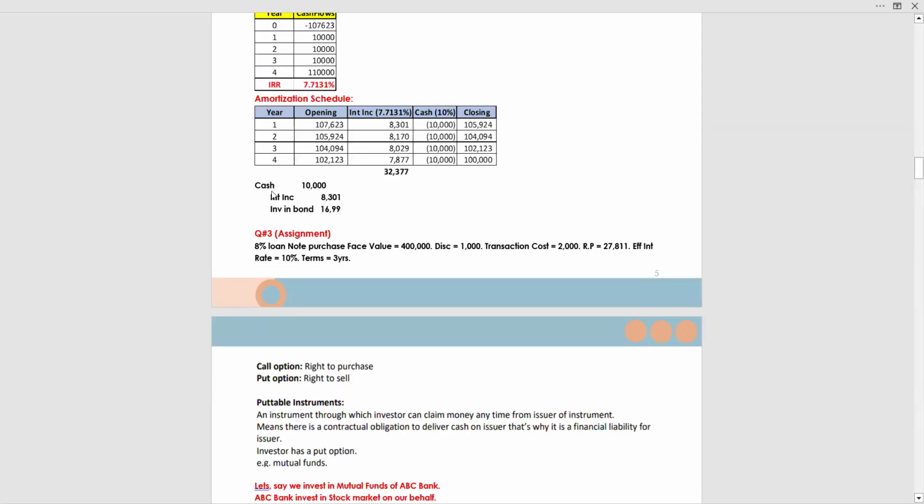The entry is cash debit, as you receive 10,000. Interest income is 8301. Now investment in bond is 1699. Question number 3 is your assignment. Just solve using these steps.